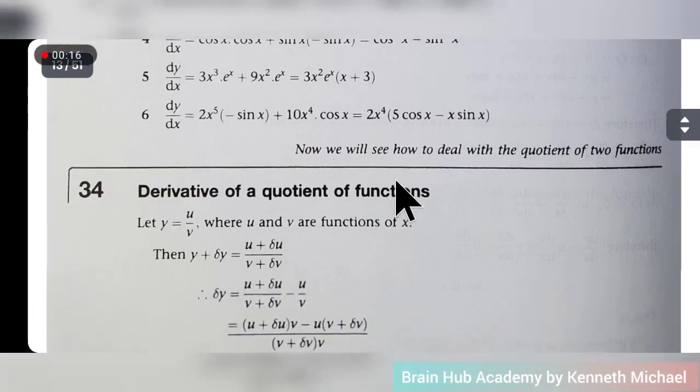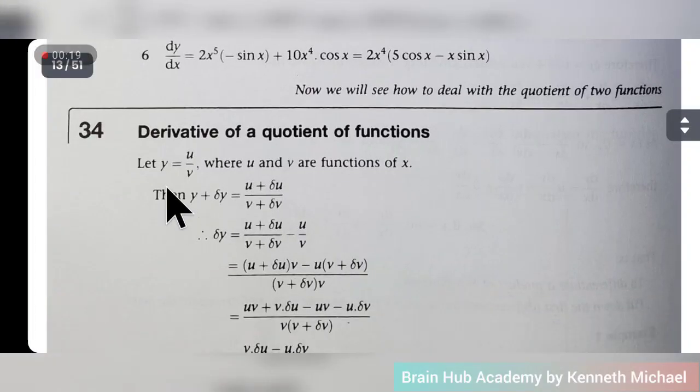Okay, so derivative of a quotient of function, which we can also call quotient rule. Quotient rule has to do with division. That is what quotient rule is all about. If you look at what you have there very well, you will agree with me that if y is equal to u all over v, that is the division format.